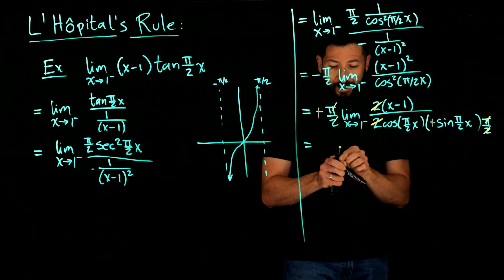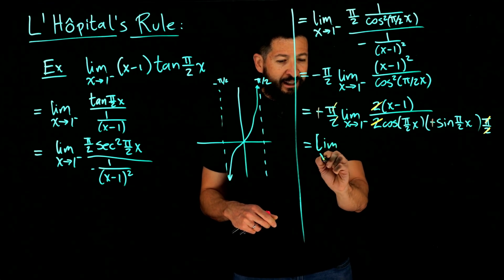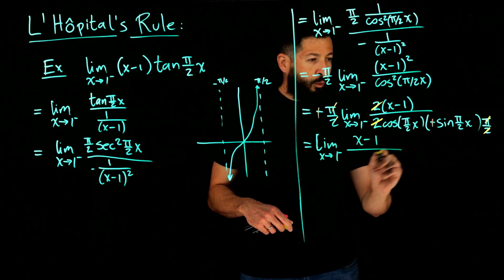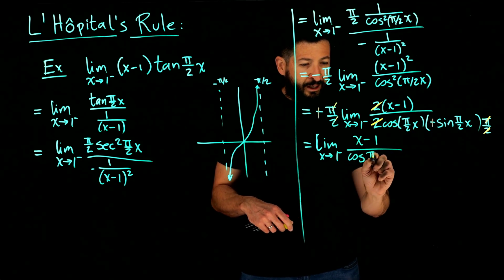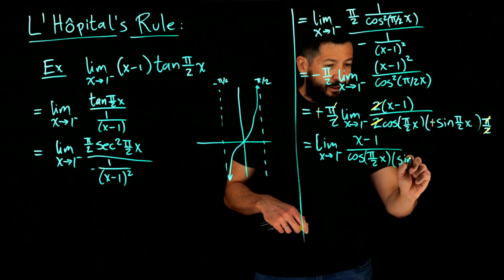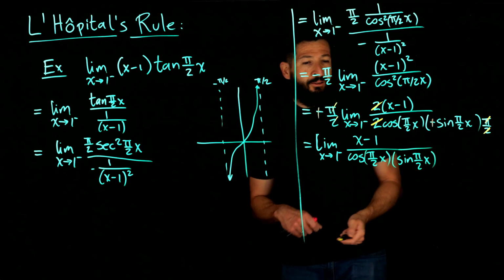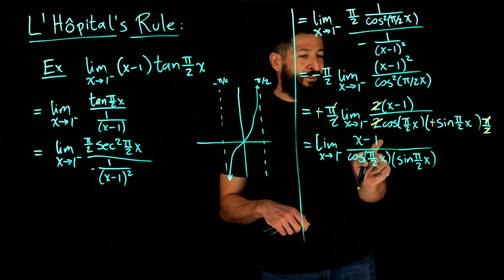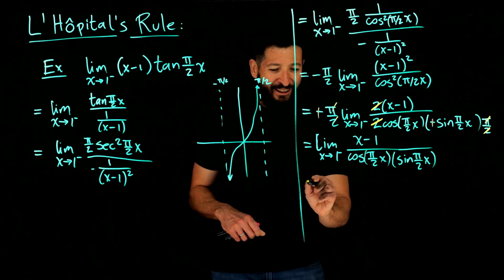And so a lot of cancellation happened, and this is going to become just the limit as x goes to 1 from the left of x minus 1 over this expression here, which is going to be cosine of pi over 2x, and then sine of pi over 2x. Now, if you evaluate at x equals 1, you get 0 over cosine of pi over 2, which is 0 again, times 1. So you're going to have 0 over 0 one more time. So you can do yet another L'Hopital's.